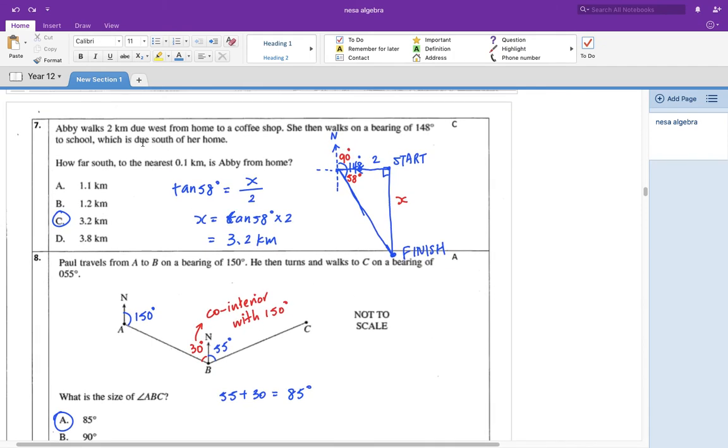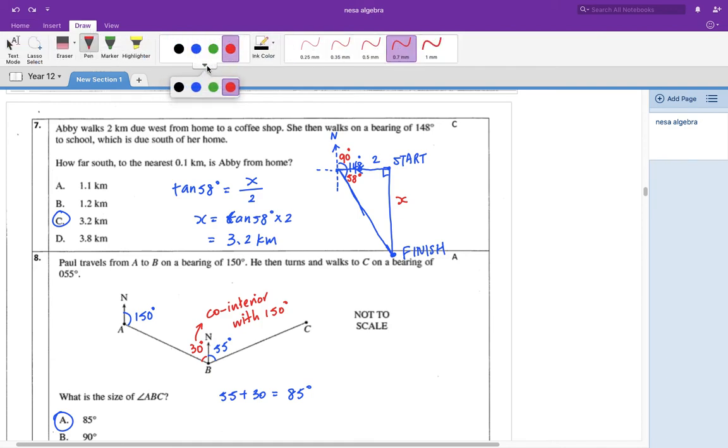Question 7, it says due west, which means you travel horizontally, and then at the end, this place is due south of the home, so that's why it's a right angle triangle here. So the finishing point is vertically downwards from the starting point, because that's what due south means, right? And it tells you she was walking on a bearing of 148 from this point here. Let me just quickly use a different color. Maybe I'll use pink, just so it's quite different. Oh, I can't choose it.